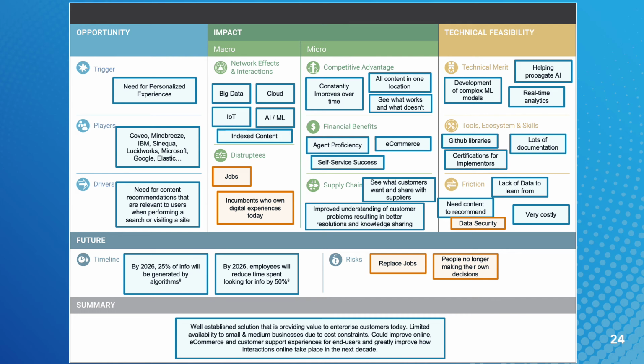Tools that help the ecosystem include GitHub libraries and other forms of technical documentation, as well as some insight engine providers offering certifications. Points of friction include the need for content to be indexed in order to provide recommendations. Next, it's very costly. And lastly, the most important and big potential issue is data security.